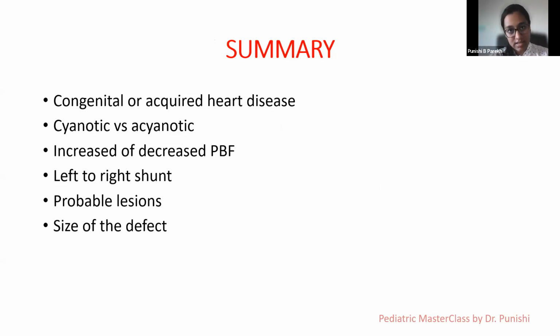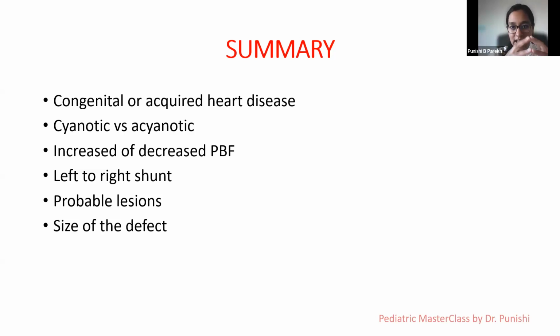Increased or decreased pulmonary blood flow. So we just saw that if you have somebody who's presenting with CCF, recurrent LRTIs, that means you're dealing with increased pulmonary blood flow. At the same time, if you're dealing with somebody who's having recurrent cyanotic spells, then you're dealing with a decreased pulmonary blood flow. Left to right or right to left shunt, depending on whether you have cyanosis or you don't.